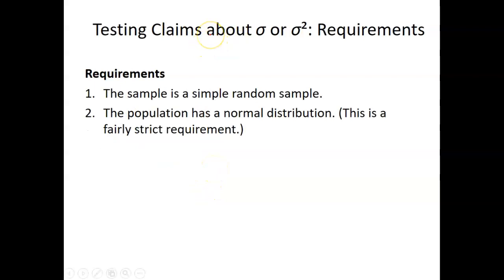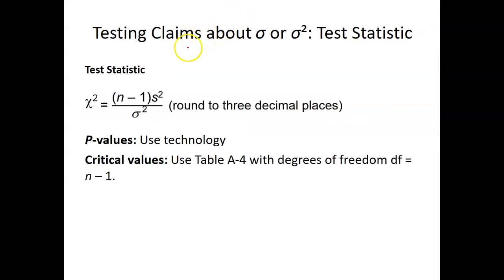Okay, just like when we were doing the confidence intervals involving the standard deviation and variance, the requirements are going to be the same. So the requirements are that it is a simple random sample, and that it comes from a population that has a normal distribution. And as we said before, this is a strict requirement. We can't get around this by using a large sample. We have to know that the population is normally distributed. Okay, the test statistic that we're going to use is chi-squared equals (n minus 1) s squared over sigma squared. And we typically want to round this to 3 decimal places, and we're primarily going to be doing the p-value method instead of the critical values.